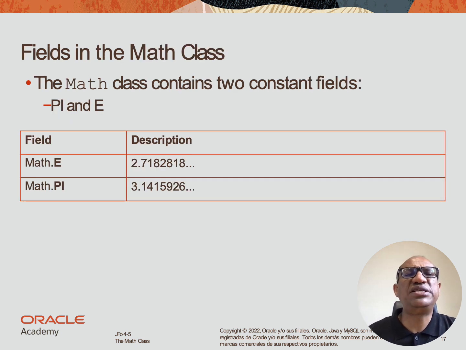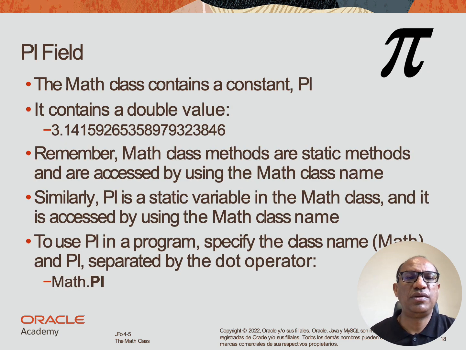Now let's talk about fields in the Math class, specifically PI and E. These are constants you can use in calculations. No need to type 3.1415 every time. Just write Math.PI. Math.PI gives you the pi value in double precision, much more accurate than just 3.14. And because it is static, use it like a method, Math.PI. Same deal with Math.E for Euler's number.